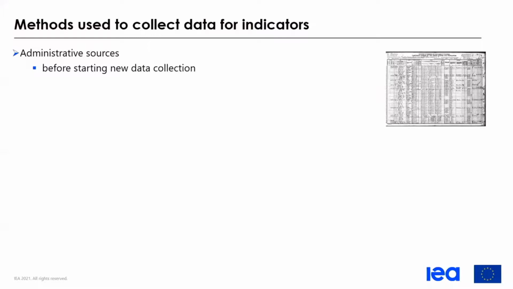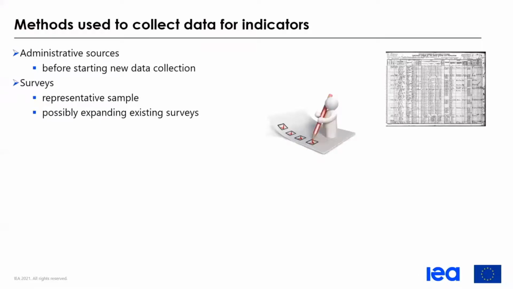If you're sure that these data are not available, you can start your own data collection by launching, for example, a new survey, or you can even decide on a less expensive option, which could be expanding an already existing survey. For example, adding some transport questions to household surveys.